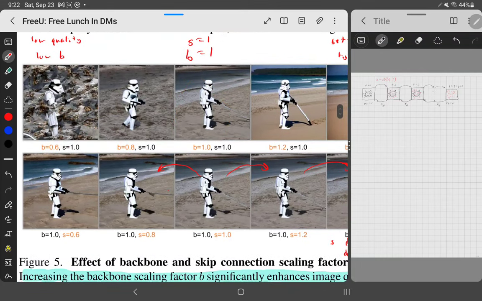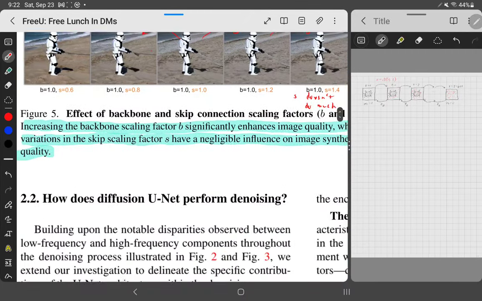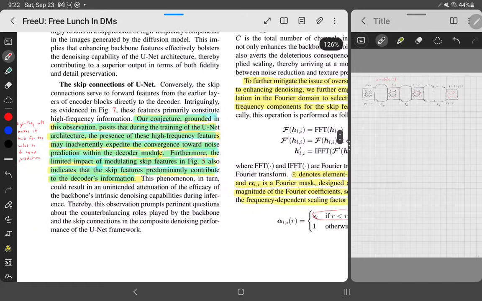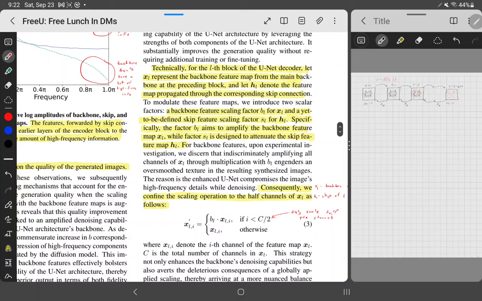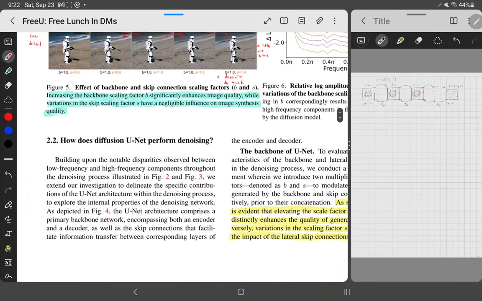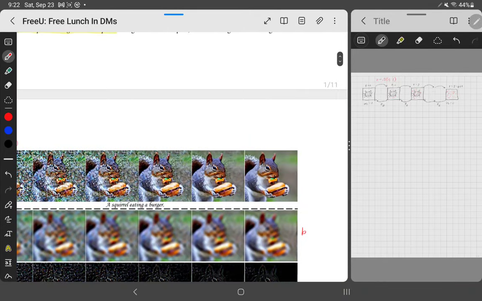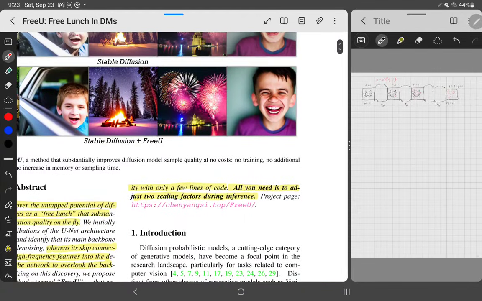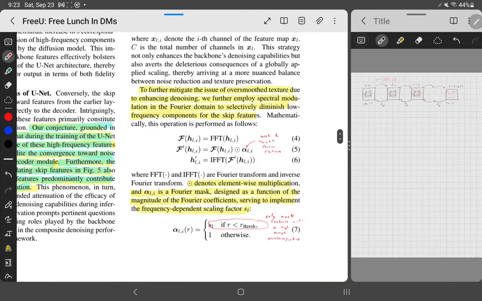While B is basically the high level image itself. And this is a balance that you're going to have to make. So they introduce these scaling factors B and S, and basically increasing B gives you more of the image you were looking for. It increases the quality of the image, so you don't get the artifacts like we had up here, while increasing S basically has more fine-grained detail in it.